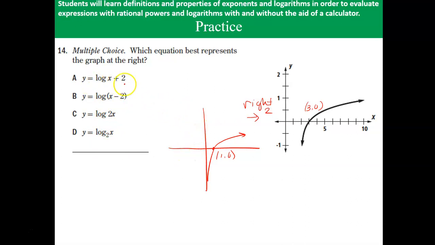Now, if you're not sure, you can type these in your calculator. When you look at the first one, it looks like it's going right 2, but when you type that in, you've got the log of x plus 2. It actually moves it up 2 units, so that's not it. This says log of x minus 2, and remember, when we've got the x's, it's the opposite of what we see. So this would actually be choice B.